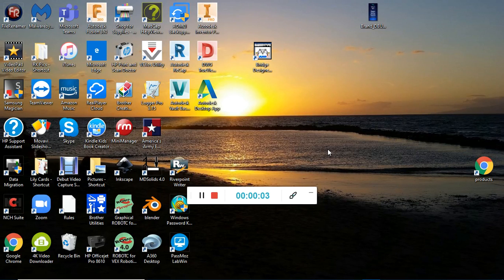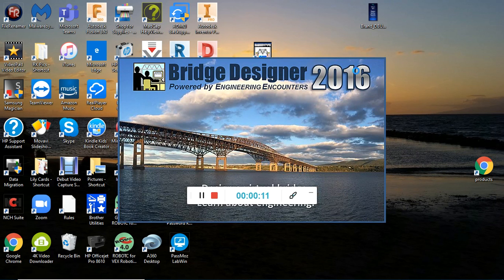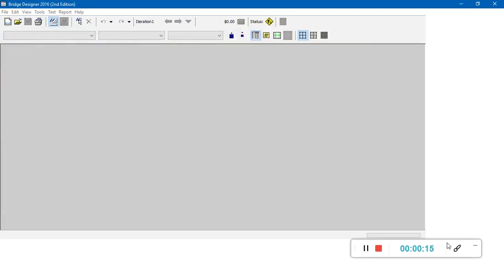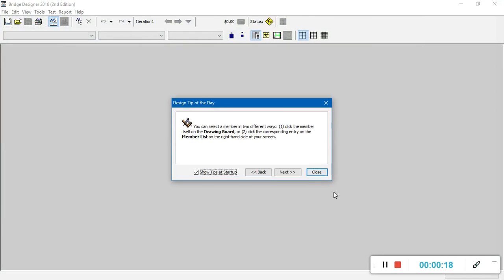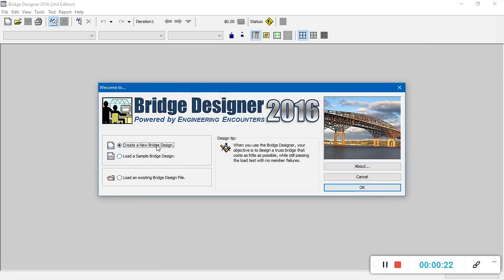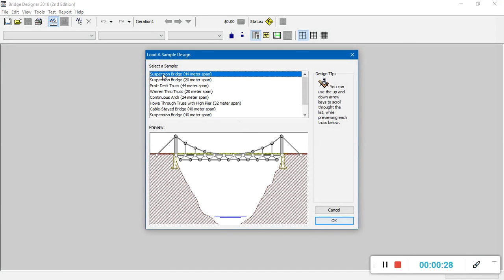Alright, Mr. Stemple here. We're going to work today on the Bridge Designer, and this is your second assignment using the Bridge Designer. So I'm going to go ahead and open up the software, Bridge Designer 2016. It's out of the way. And I'm going to just go through the tips at the startup. I don't need those. And I'm going to load a sample bridge design. So the sample bridge design that I want this time is the suspension bridge, 44-meter span.